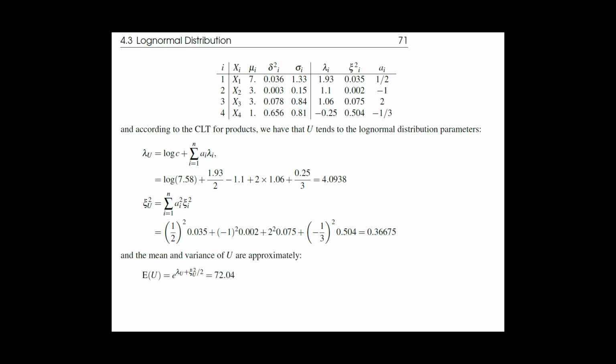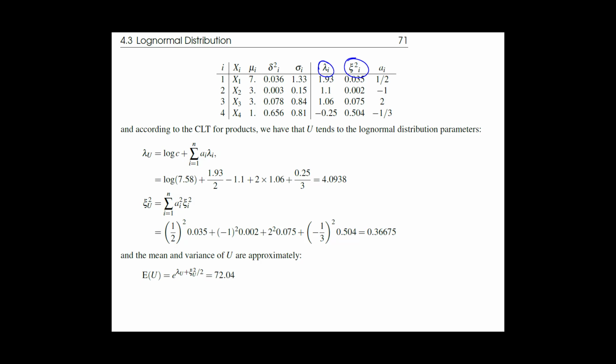Oh yeah, so here we had all the AIs. And then for each variable, we can compute the lambda and the psi in the way we did for the previous problems, right? Okay. And once we have that, we're going to apply the formulas for the central limit theorem.